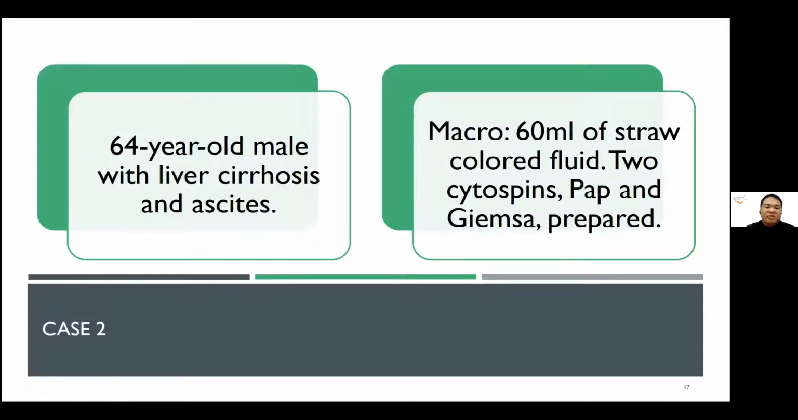The second case we will go into is a 64-year-old male with liver cirrhosis and ascites. In the gross picture, we got 60 milliliters of strawberry-colored fluid, and we prepared 2 cytospins, with Pap smear and Giemsa stain. This is a cirrhotic man with no remarkable tumor mass but a lot of ascites, at least 60 milliliters.